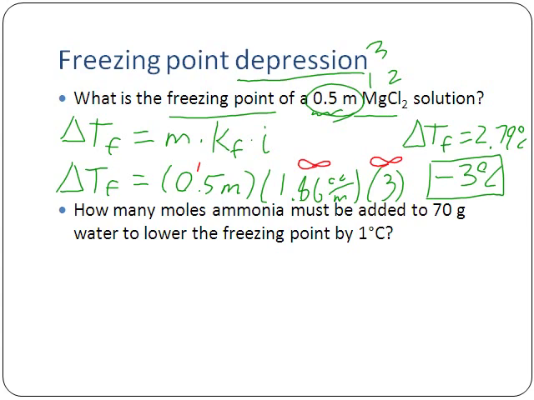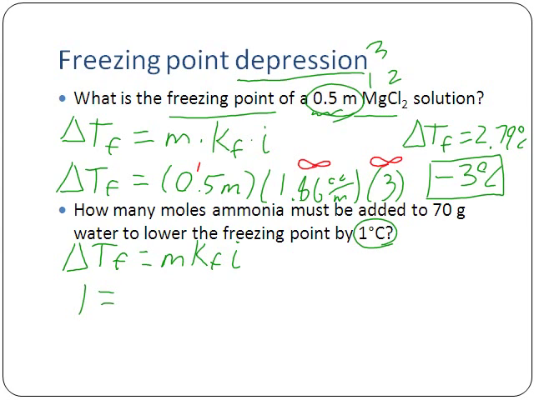How many moles of ammonia must be added to 70 grams of water to lower the freezing point by 1 degree Celsius? And so to set this up, we're going to say the same thing we did before. Delta TF is equal to m Kf i. And so do we know what the freezing point depression is? It says we're lowering the freezing point by 1 degree Celsius. So we know this guy is just 1 right here.